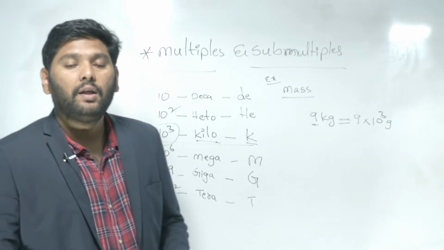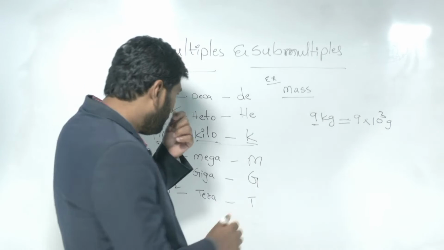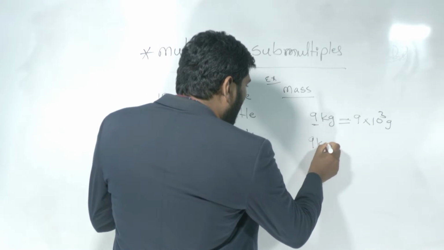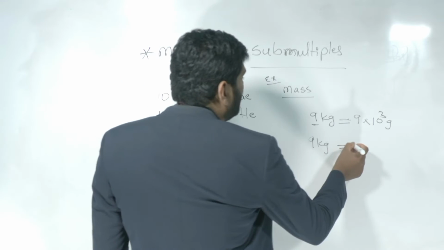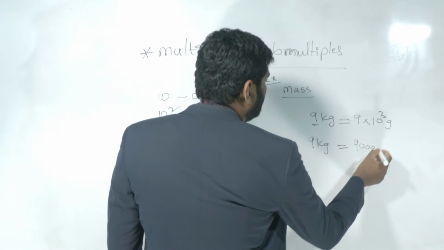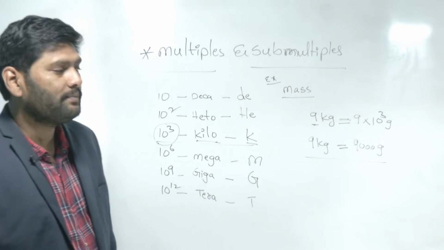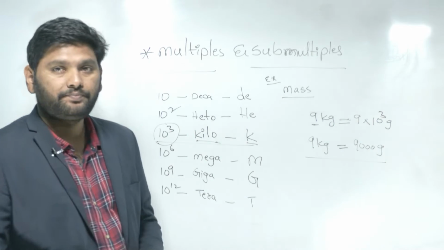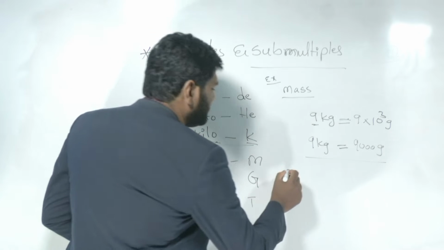To convert, the multiples are helping you. So finally, 9 kilogram is equal to how many grams? Totally 9,000 grams. So this is a way we will use multiples.